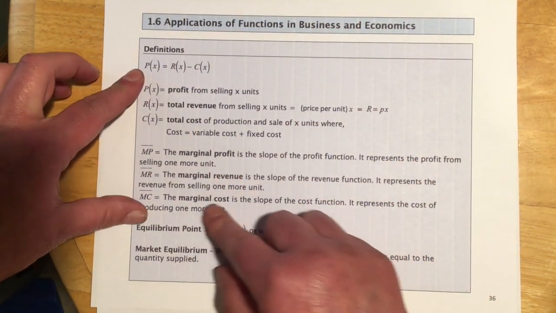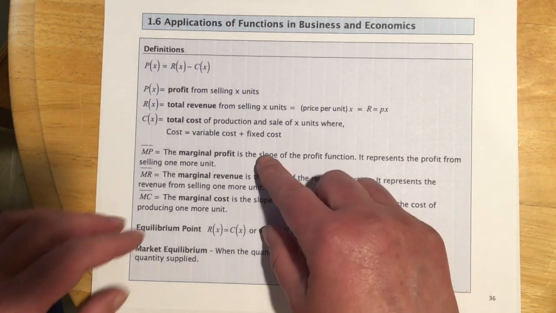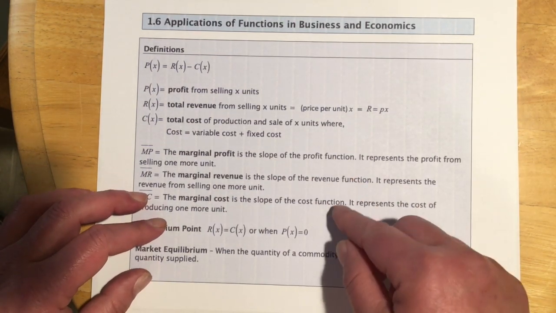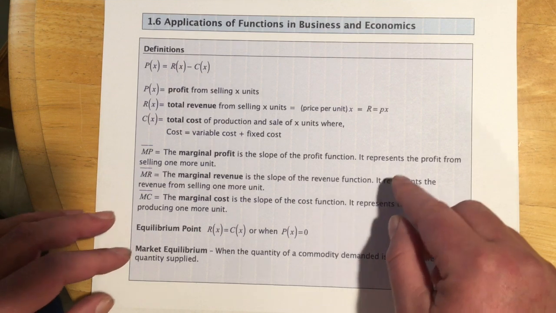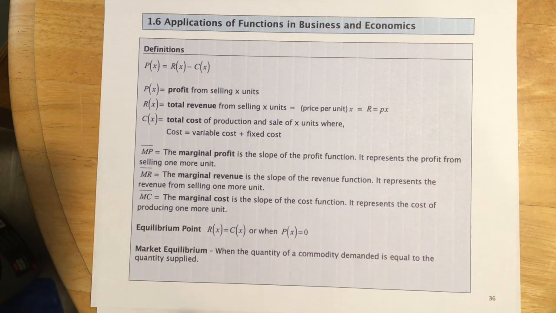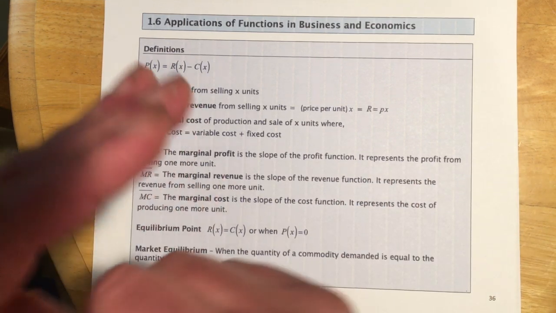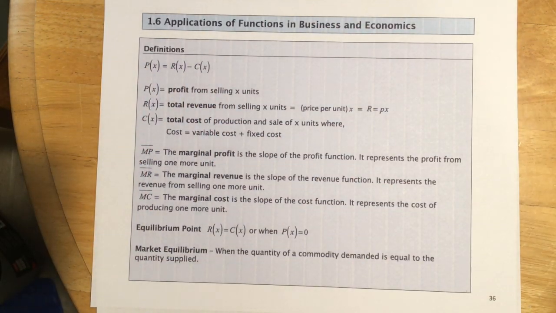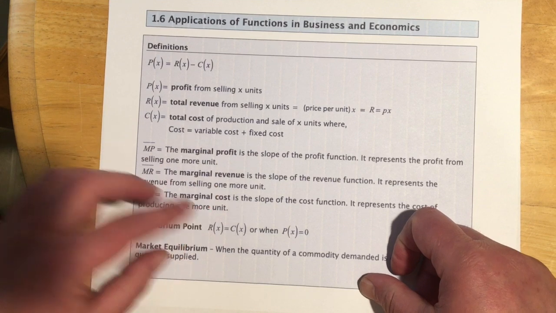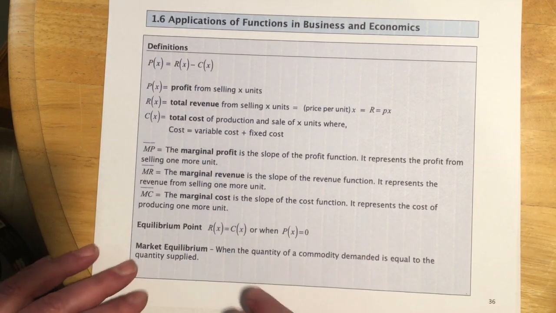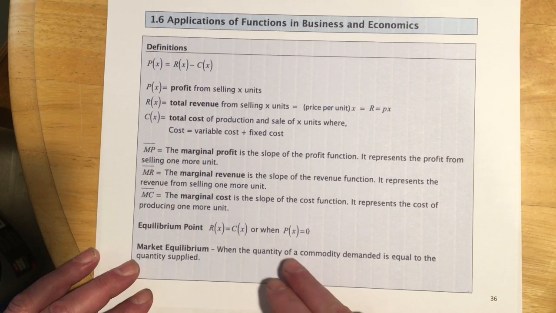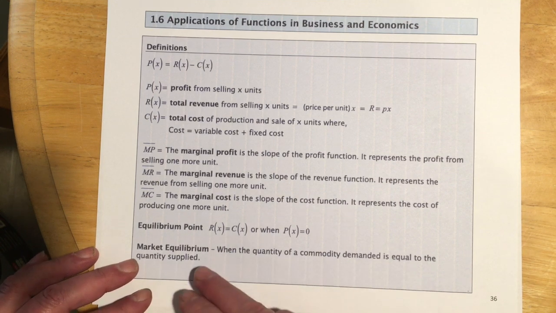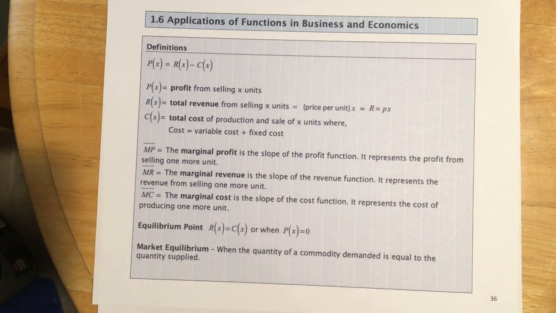Marginal profit, marginal revenue, marginal cost. That is going to be the slope of the profit function or revenue function, etc. So it represents the profit from selling one more unit. So when we change one unit in X, it's going to be that change in Y, or the slope, for either profit, revenue, or cost. Equilibrium point I covered. Market equilibrium is when the quantity of a commodity demanded is equal to the quantity supplied. We'll see that at the end of the section.